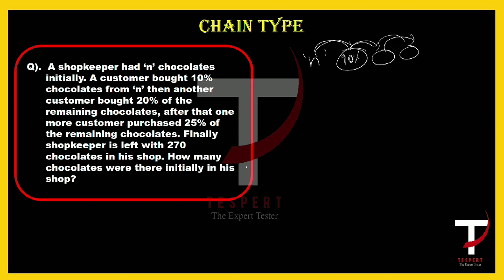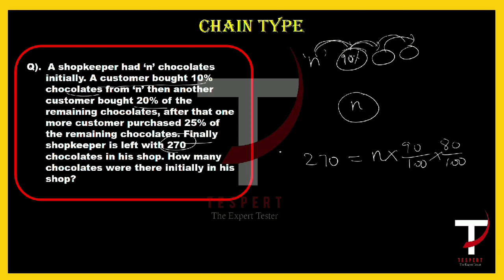Let us assume the initial number of chocolates to be n. The final number of chocolates is given, 270. So the final value is equal to the initial value into the remaining fraction. A customer bought 10% of the chocolates, so what is the remaining value? 100 minus 10, which is 90 by 100, into. The second customer bought 20% of the remaining chocolates. So 100 minus 20, which is 80 by 100. Why 100 minus 20? We are not calculating this 20. We are calculating the remaining value. If we deduct 20 from 100, the remaining value will be 80, right? So 80 by 100. And one more customer purchased 25%. That means what's the remaining value? 100 minus 25, which is equal to 75 by 100, right?